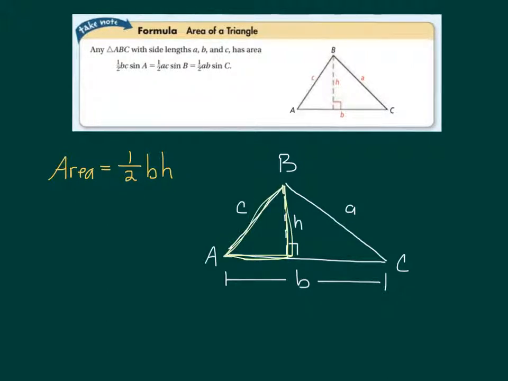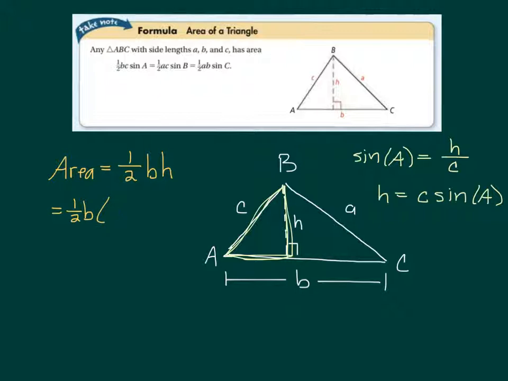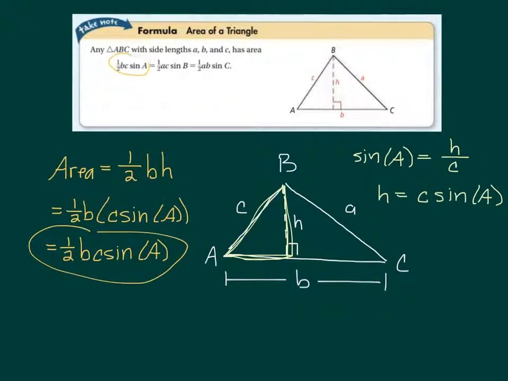And in that right triangle, we can say the sine of angle A is opposite over hypotenuse, meaning h is going to be c sine of A. If h is c sine of A there, then in our area formula over here, we can plug that in for h: 1/2 times b times c sine of A, which, because of associativity, we can just remove the parentheses. We get 1/2 bc sine A, which is this first part here. And you could show similarly how the other ones come out.